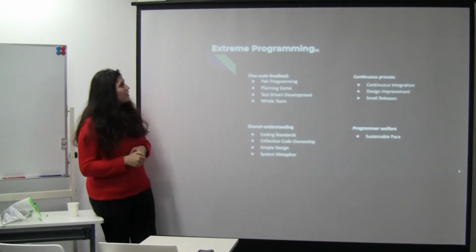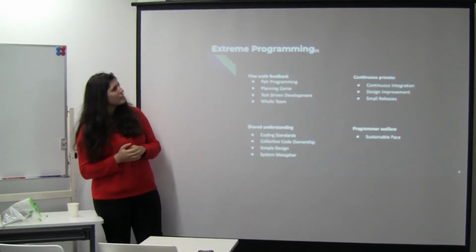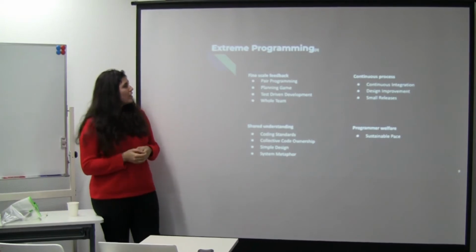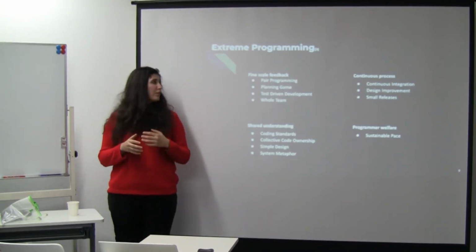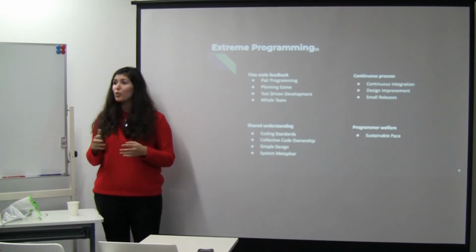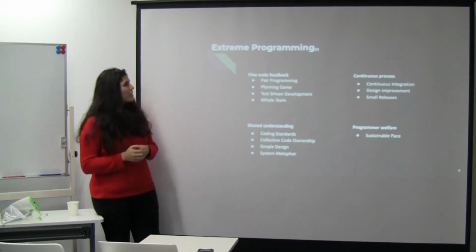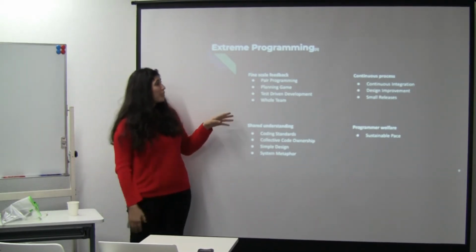Nice. So extreme programming, I think it originated in the 1990s, the late 90s. It's a framework for highly dynamic environments where the environment is rapidly changing and the customer requirements always change. And the customer is also highly available. So extreme programming has 12 practices, which can be divided into 4 pillars.